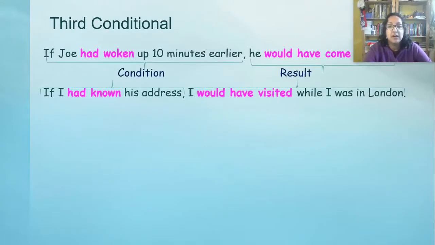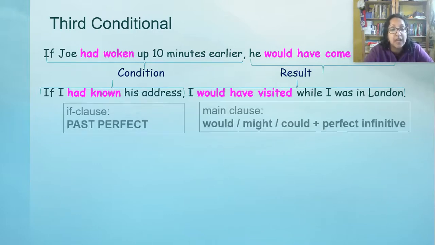So, for example, if John had woken up earlier, he would have come on time. If I had known his address, I would have visited while I was in London. Okay, the first part of the sentence with the if is the condition clause, and it is formed with the past perfect. The second part of the sentence is the result or the main clause, and we form that with would, might, or could with the perfect infinitive.